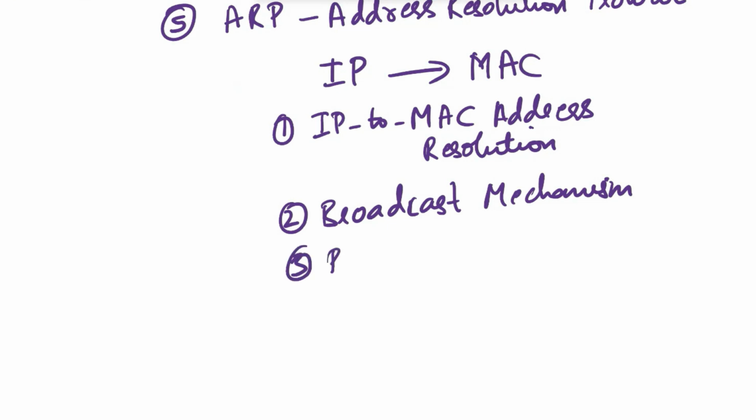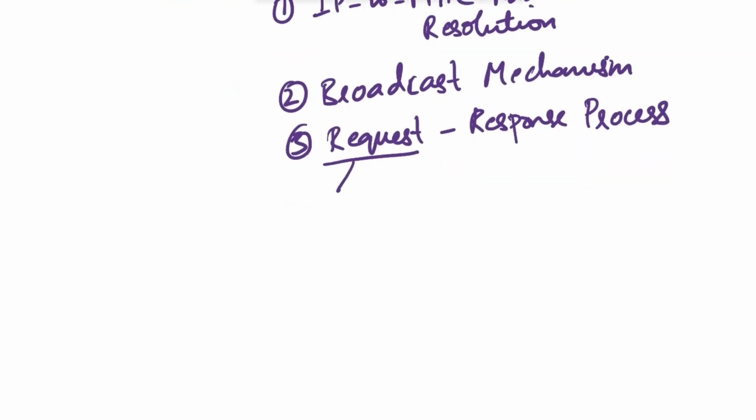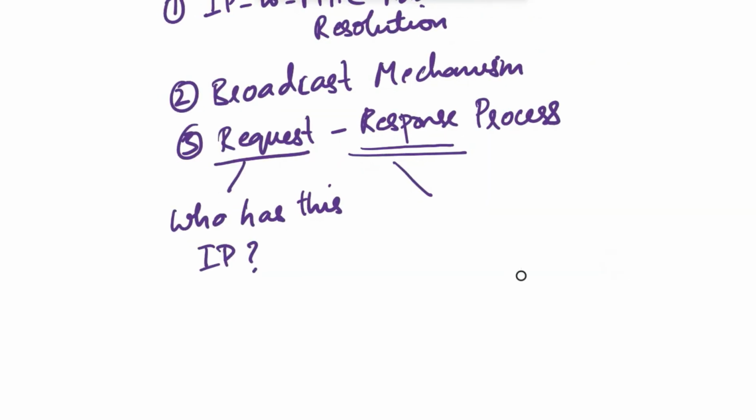Next one is the request response process. First, we'll talk about the ARP request. The ARP request packet contains the IP address of the target device that the sender wants to communicate with. It essentially asks, who has this IP address? The device with the requested IP address responds with an ARP reply packet that includes its MAC address. The reply packet essentially says, I have that IP and here is my MAC address.